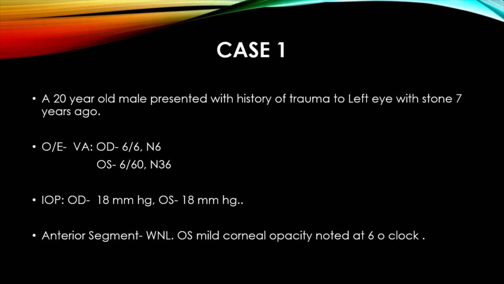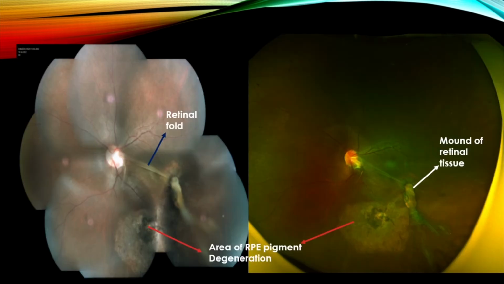So we'll discuss three cases. First, a 20-year-old male presented with a history of trauma to the left eye with a stone 7 years ago. On examination, the visual acuity was 6/6 in the right eye and 6/60 in the left eye. IOP was 18 in both eyes. The anterior segment was normal. In the left eye, there was a mild corneal opacity, which was noted at 6 o'clock.